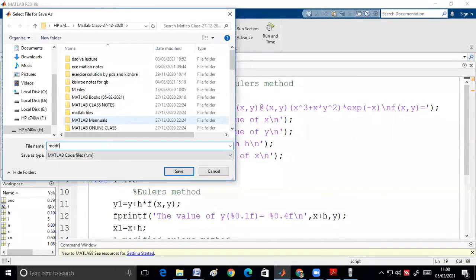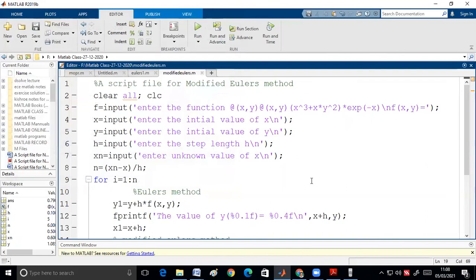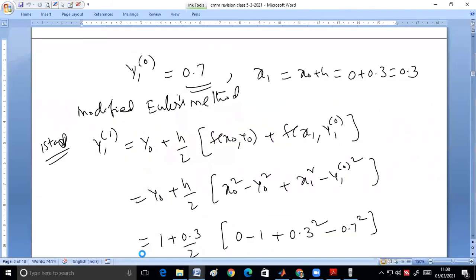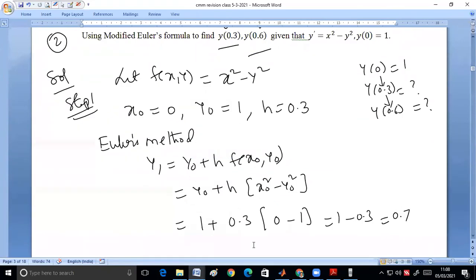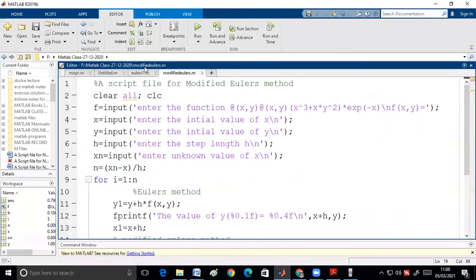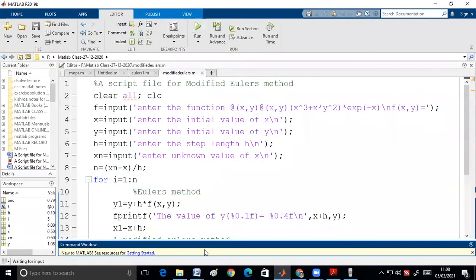Modified Euler. Just 2 minutes, I will run this program. I will run this equation: x squared minus y squared. Okay, fine. I will run this program.